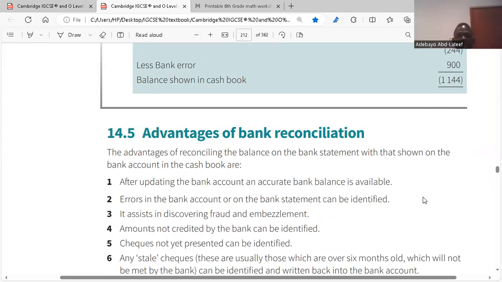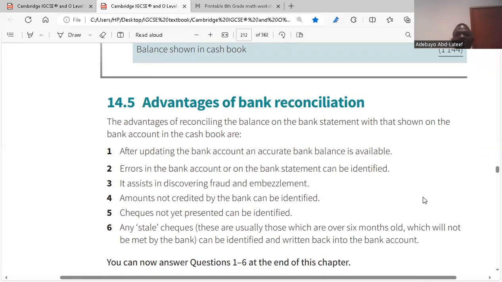So we go down. So what are the advantages of bank reconciliation? So here they said the advantages of reconciling the balance on the bank statement with the bank account in the cash book are: one, after updating the bank account, an accurate bank balance is available. So the first advantage of reconciling your bank statement with your cash book is that as soon as it is done, you're going to have an accurate figure in your bank balance. So everything will be clear. Then you would know what you have and what you don't have. So the first thing is that it brings about accuracy to your bank statement. That's the first point. Is it clear?